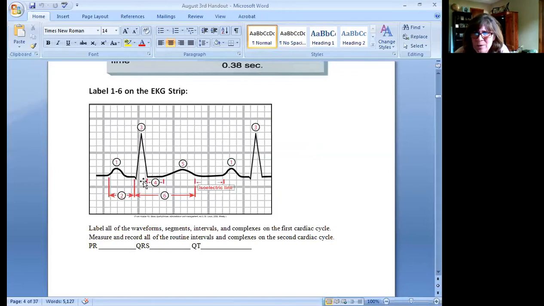I'd call it about 0.06 to 0.08. They're both correct. And last but not least, the QT interval here, from the beginning of the Q to the end of the T wave. See that? Let's see. I'll count that half box in just a sec.